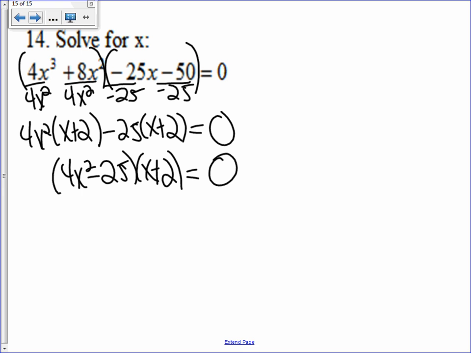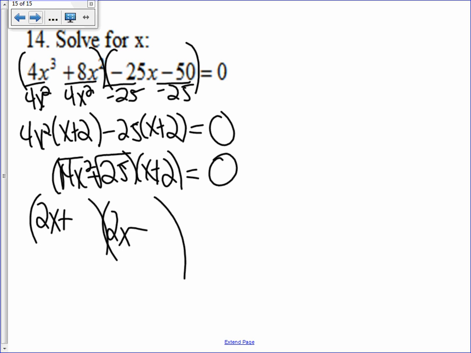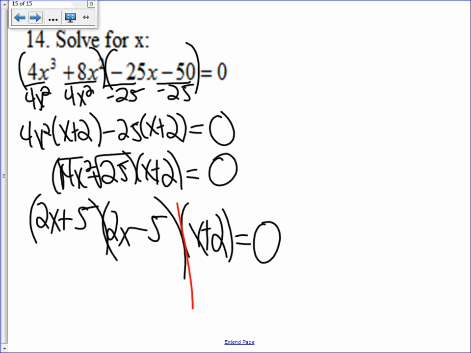I grouped. Can you factor any further? I can, because I'm looking for a GCF, which I'm not finding. But what I am seeing is the difference of two squares. Plus minus, square root of each. Square root of 4x squared is 2x. Square root of 25 is 5. And now I'm setting each factor equal to 0. Let's do it in space over here.